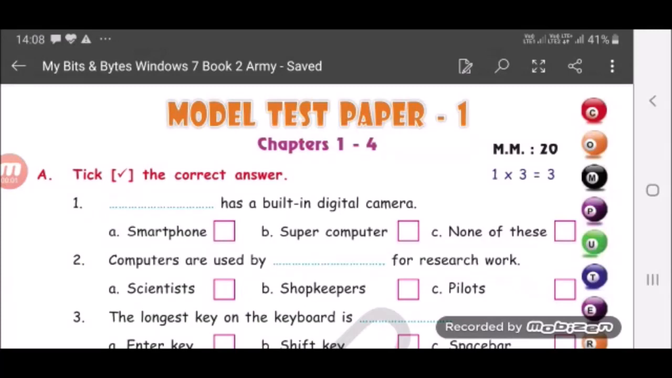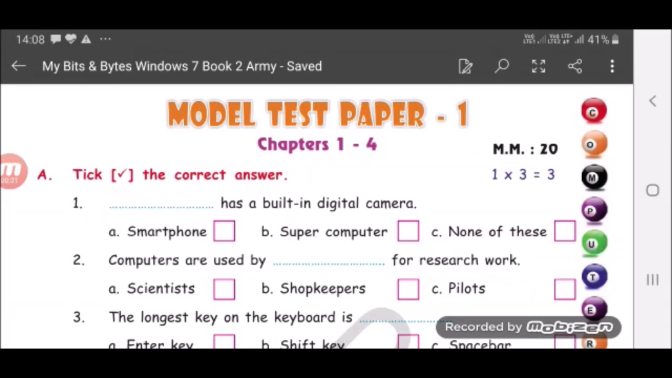Okay. Class 2, we will be doing model test paper 1 today, that is based on chapters 1 to 4. We have done unit test 1 and 2. Now this is again another part of revision for chapters 1 to 4. So let's start. First is tick the correct answer.